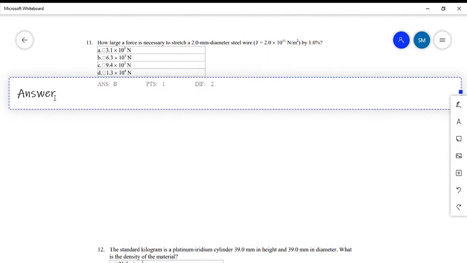So, Young's modulus is equal to stress over strain.